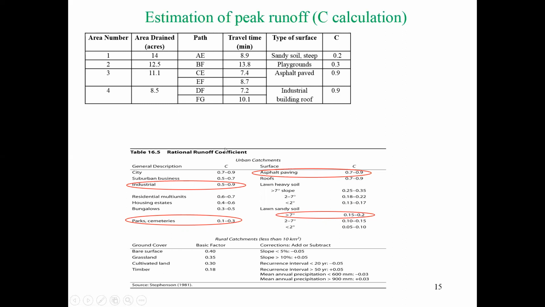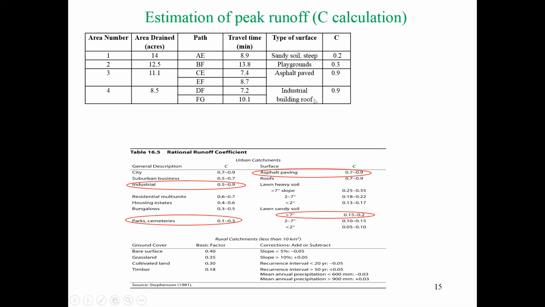For playground, there is no direct playground here, but we can use the parks as a playground. So the maximum value is 0.3. The asphalt paved, we have direct asphalt paving. The maximum value for C is 0.9.